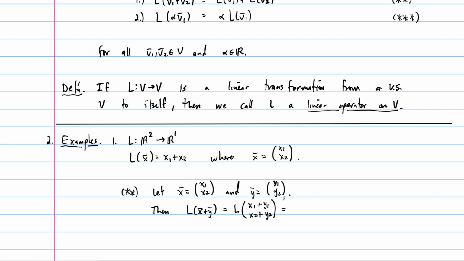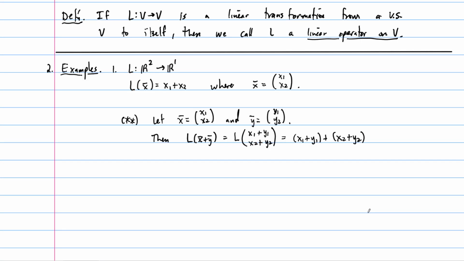So the formula for this function says to add the first component, which is x1 plus y1, to the second component, x2 plus y2, right? And this is now a real number. At this point, we can rearrange. We don't need these parentheses, right? The parentheses I wrote because I had to follow the definition of the transformation. I have to write it this way first.